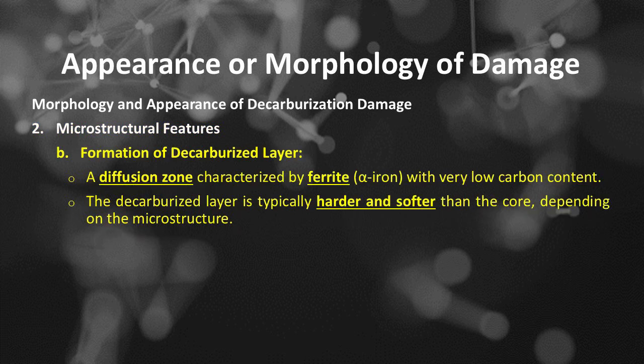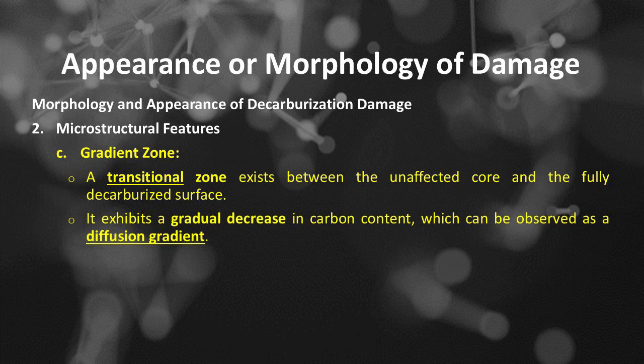Number B of microstructural features is formation of decarburized layer, a diffusion zone characterized by ferrite, alpha iron, with very low carbon content. The decarburized layer is typically softer than the core, depending on the microstructure. Number C of microstructural features is gradient zone. A transitional zone exists between the unaffected core and the fully decarburized surface. It exhibits a gradual decrease in carbon content, which can be observed as a diffusion gradient.